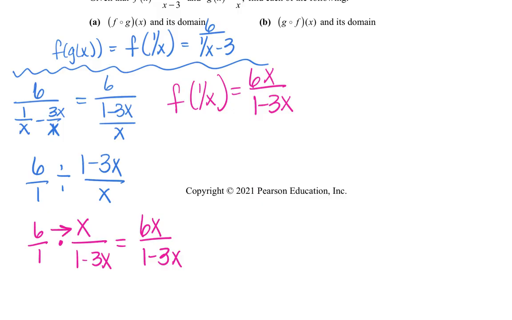Well, first off, in the f of x part, x cannot be 3. So from negative infinity to 3 and 3 to infinity, because it can be all real numbers except 3. And then this one here, it can't be 0. That's the only thing it can't be. So negative infinity to 0 and 0 to infinity. Other than that, everything works.